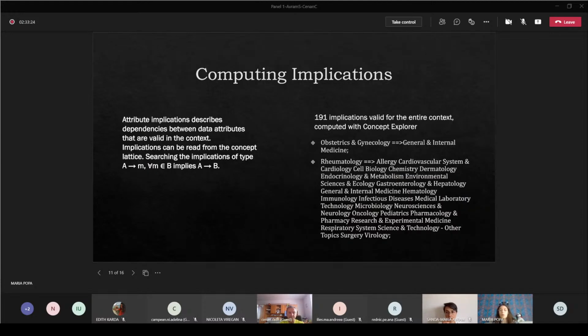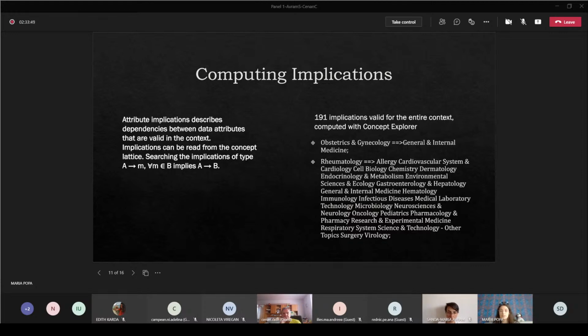Then maybe you ask, okay, but what can you do further with these concept lattices? From these concept lattices, you can compute implications and you can read implications. And why are these implications useful? Basically, an implication describes the dependencies between the attributes that are valid in that context. And for our context, we have 191 implications.